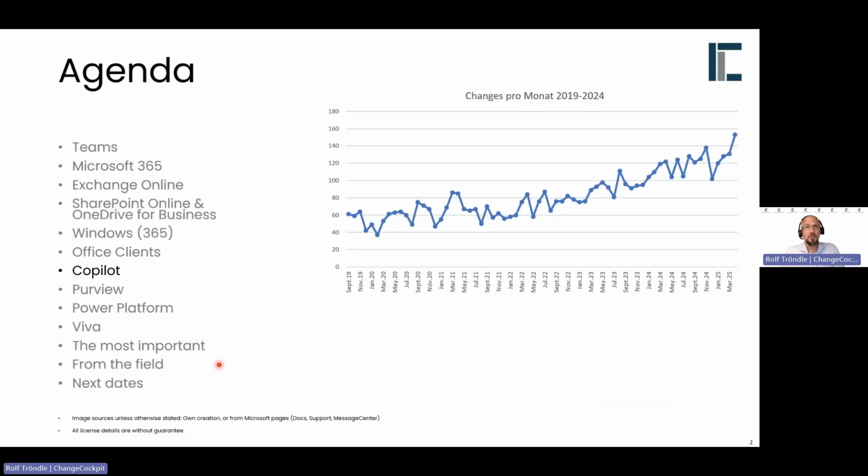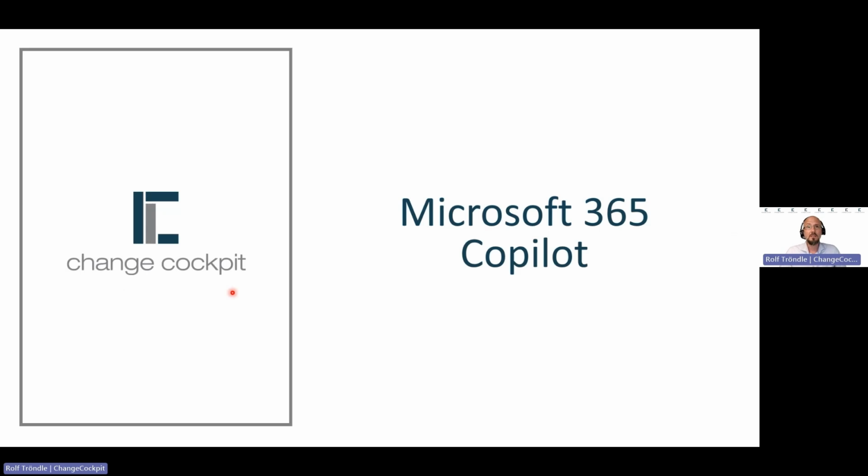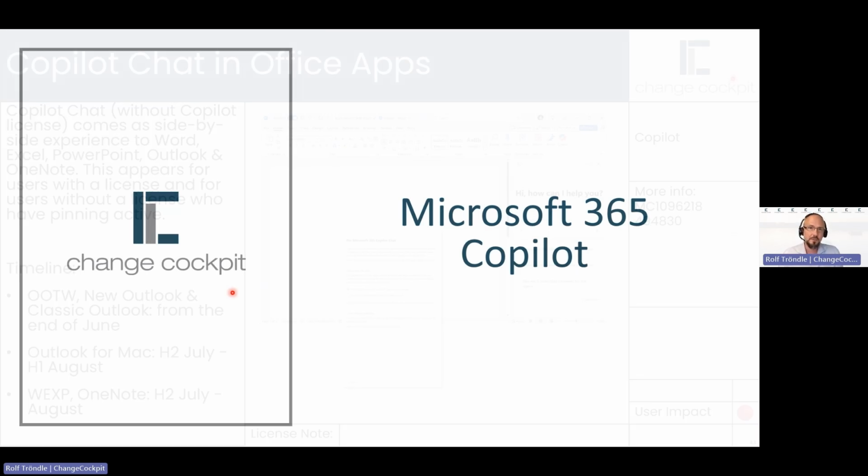ChangeCockpit Copilot Edition is a free extract from the full ChangeCockpit. The full ChangeCockpit consists of all other Microsoft 365 workloads, and normally we announce around 120 to 130 changes every month. So this is only about changes which are rolling out this and the following month, and this also applies to the following changes regarding Copilot. So let's start with Microsoft 365 Copilot changes for this month.